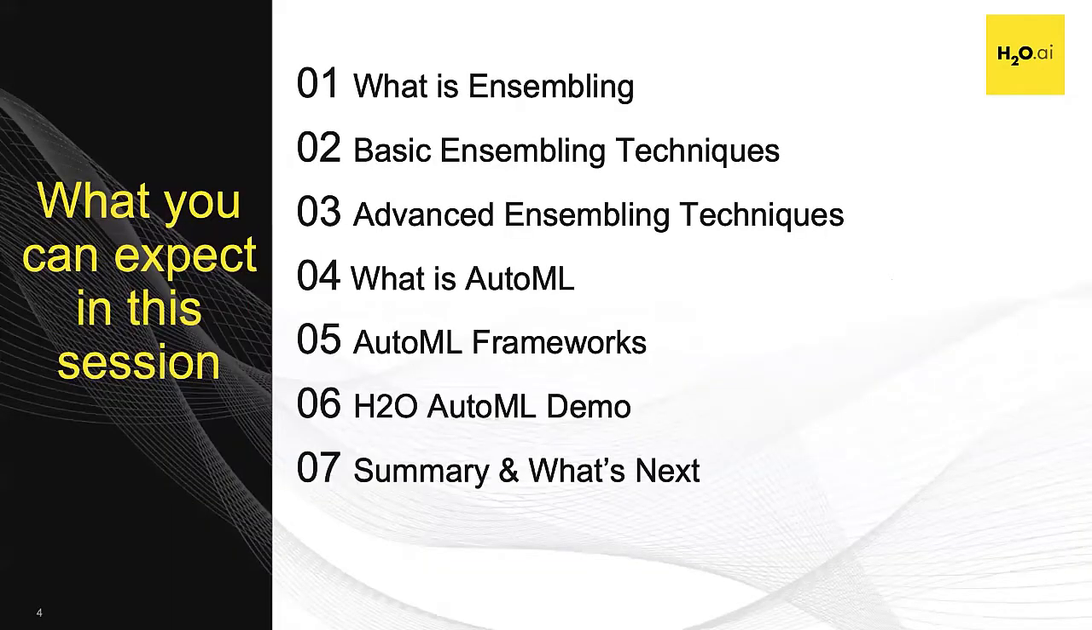So the basic points that we would be covering are broadly divided into two halves. The first half covers the ensembling part and the second half covers the automated machine learning part. I'm going to discuss what is ensembling, what are the basic and the advanced techniques, followed by what is automated machine learning, what are the various frameworks in the market which utilize automated machine learning, and a quick demonstration using one of the AutoML tools, that is H2O AutoML, which is an open source tool. And then we'll just wrap it up with a quick summary. So let's get started.